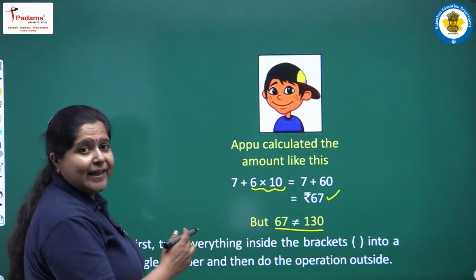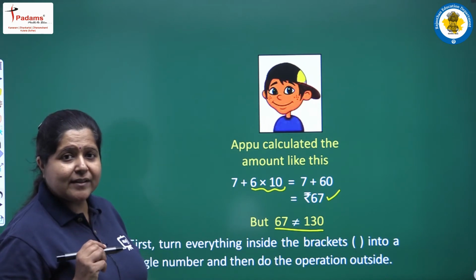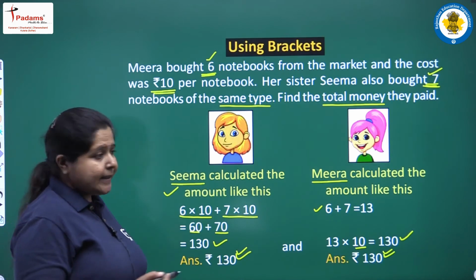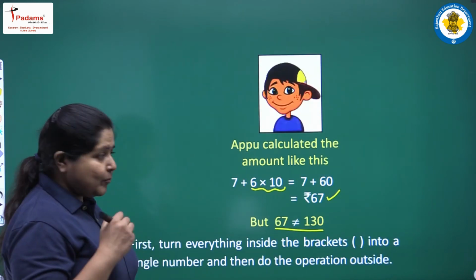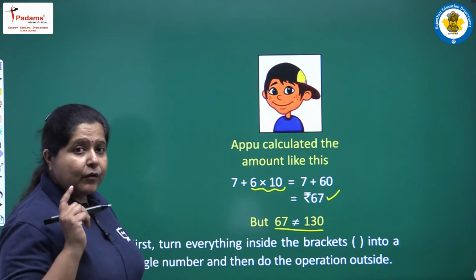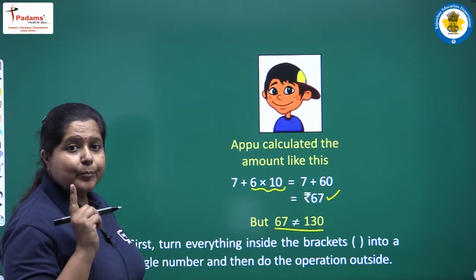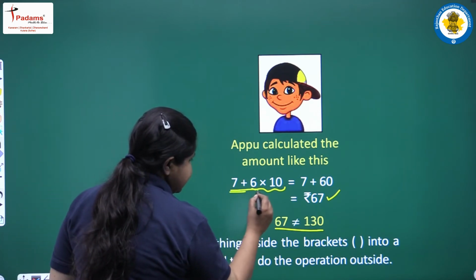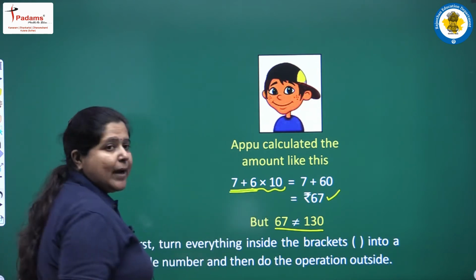Yes, Appu is wrong here. He is making a mistake. What mistake is Appu making in his calculation? He has added 7 and 6, the number of notebooks, like Meera did earlier. 6 plus 7 equals 13. Similarly, Appu is also adding, but still he is getting 67 and not 130. What is he doing wrong? He is missing a bracket. What he needed to do was first add 6 and 7, get 13, and then multiply by 10.